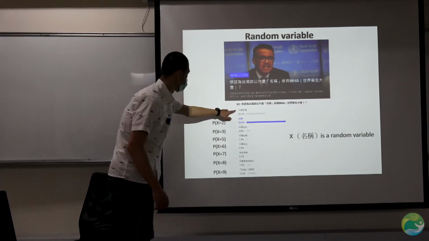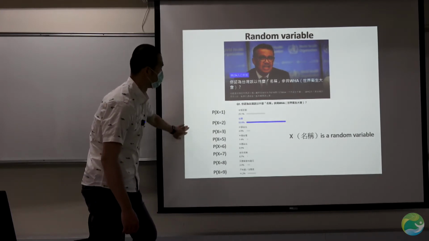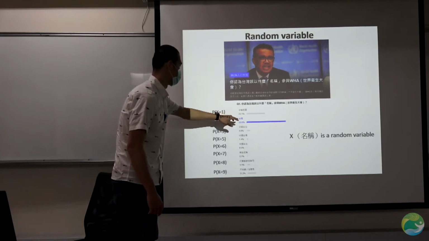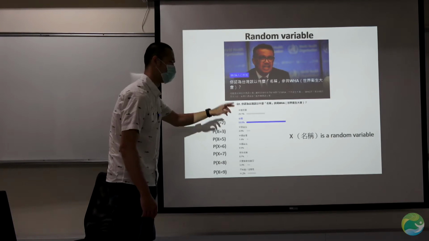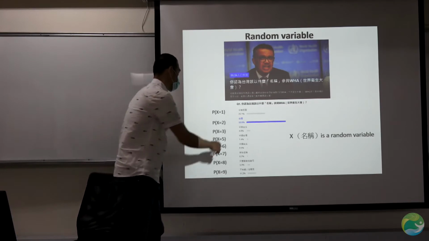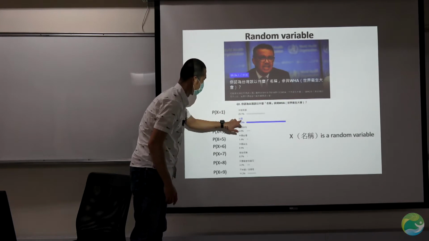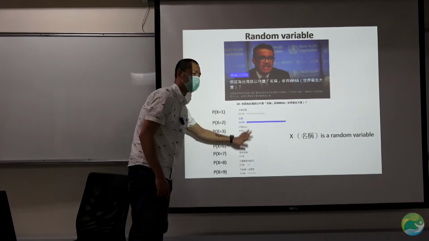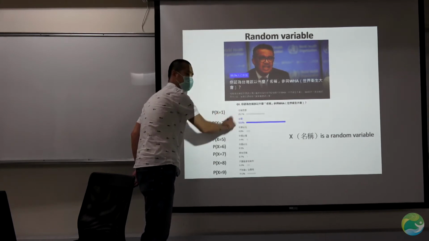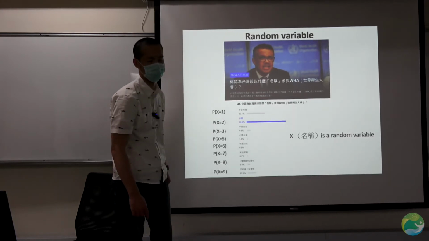Then each outcome has its probability. In this case, X can represent the name, so the name we also call X, a random variable. But if you write it in Chinese, this is pretty long, right? In order to make this simple, we can use X equal to 1 to represent 中华民国, and X equal to 2 to represent Taiwan.